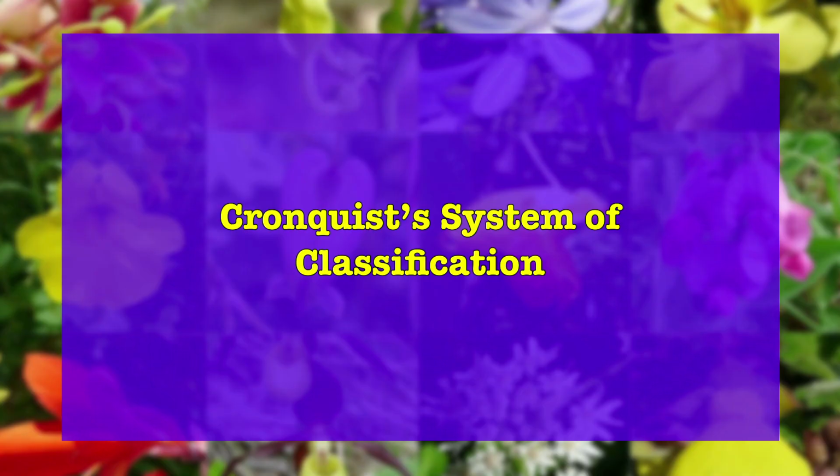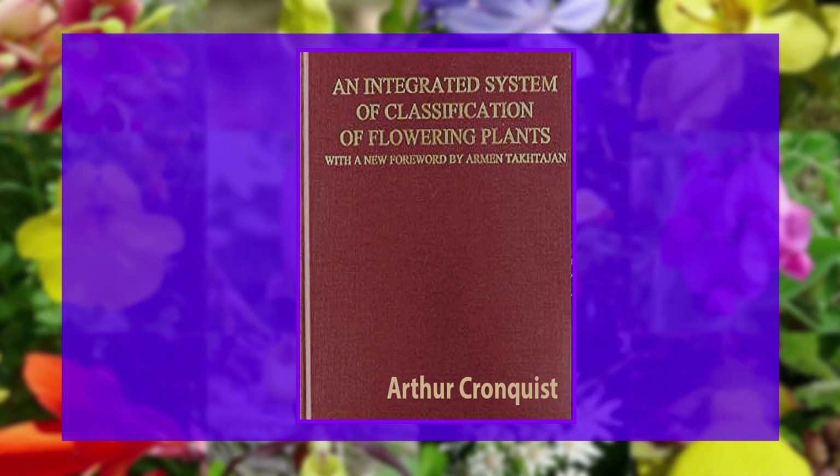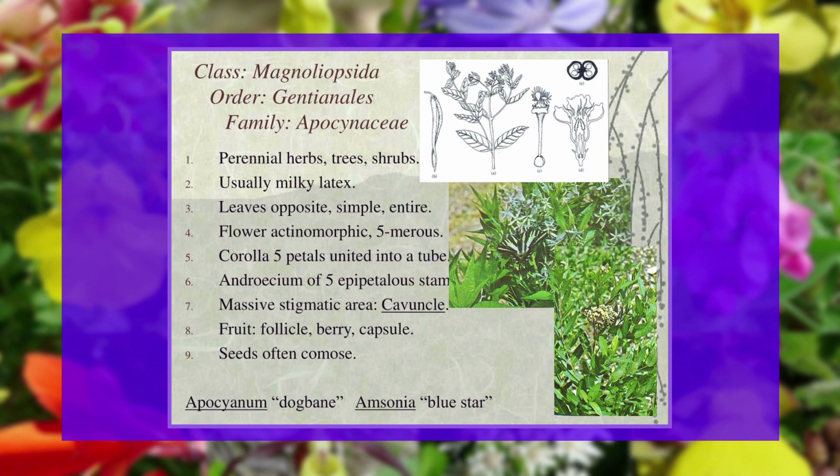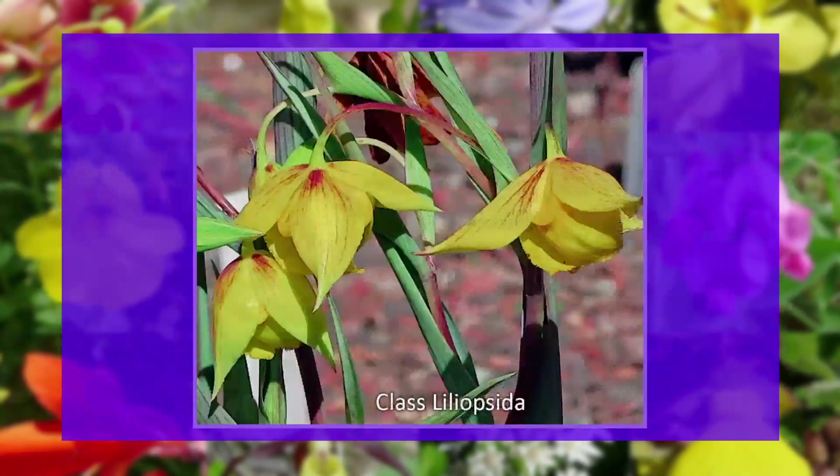Now let's deliberate about our last objective, that is, to describe in detail Cronquist's system of classification. The system of classification, as laid out in Cronquist's An Integrated System of Classification of Flowering Plants, recognizes 64 orders and 321 families in class Magnoliopsida and 19 orders and 65 families in class Liliopsida.